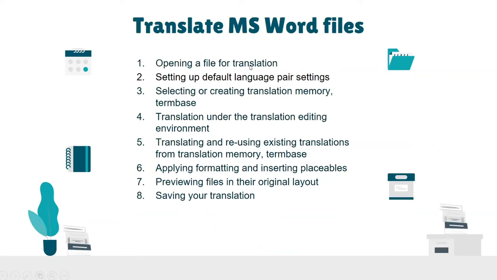So the whole procedure will be like this. We open a file for translation, and then we set up the default language pairs. Then we select or create a translation memory and term base, and then we perform translation in the editor environment and translate or reuse existing translation from the translation memory and term base. Then we check if we need to apply formatting and then insert placeables. At last, we preview our translation in the original layout, then save our translation.